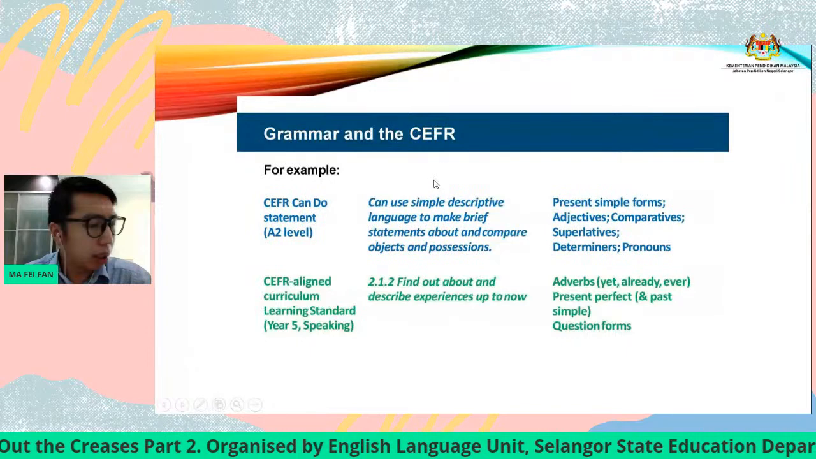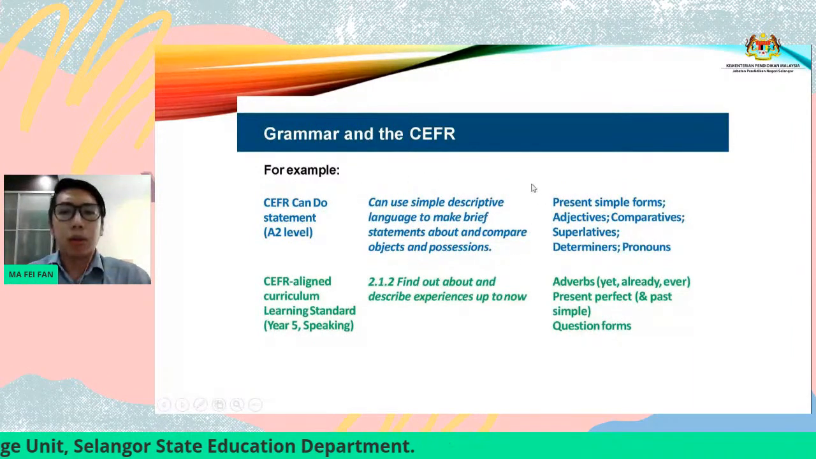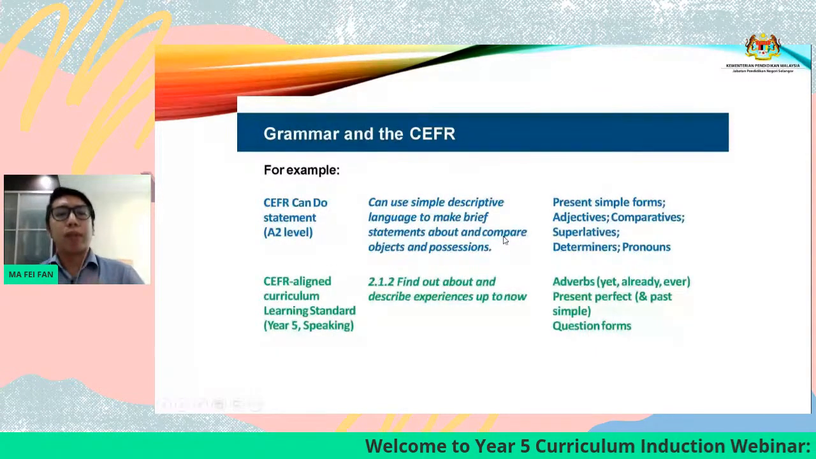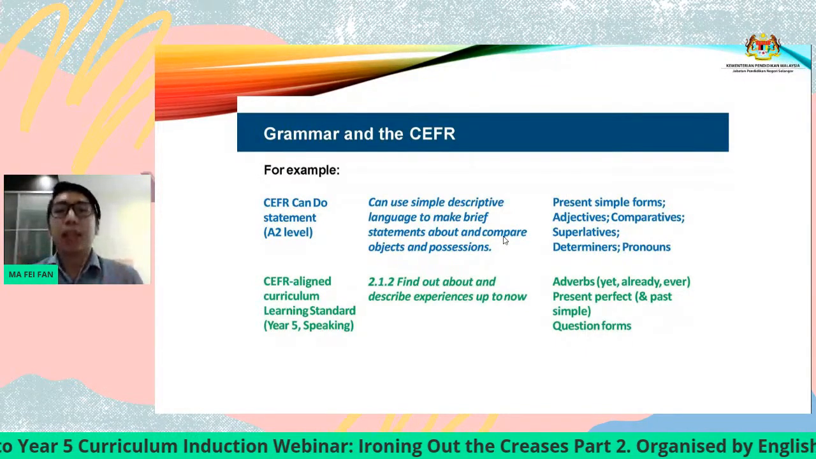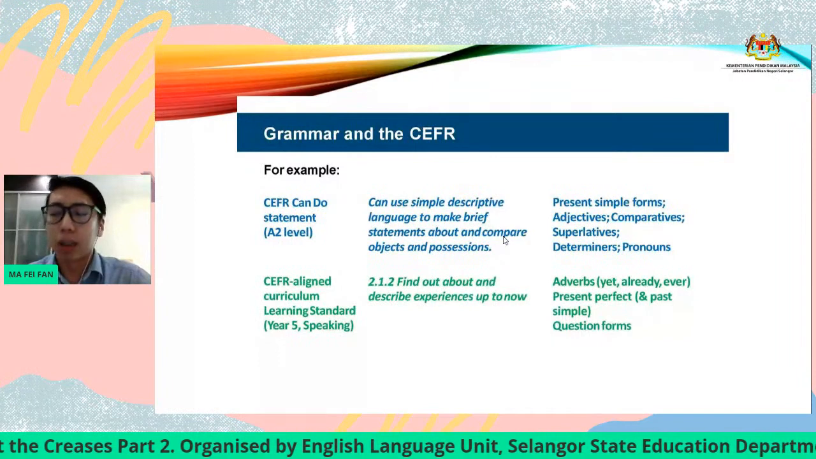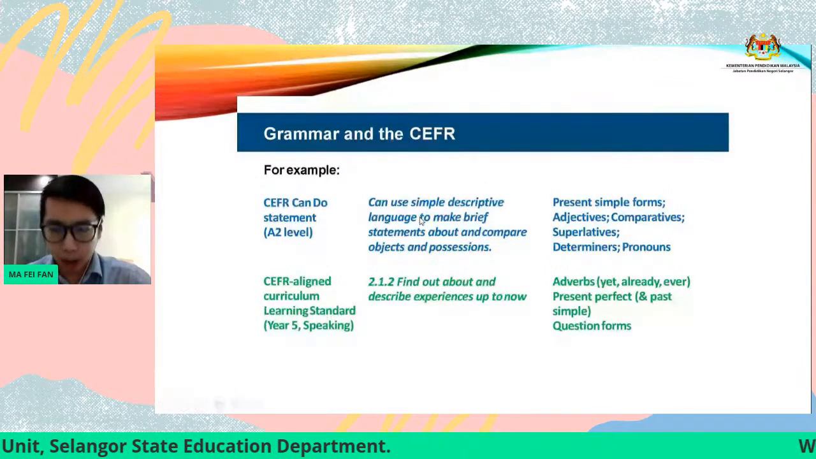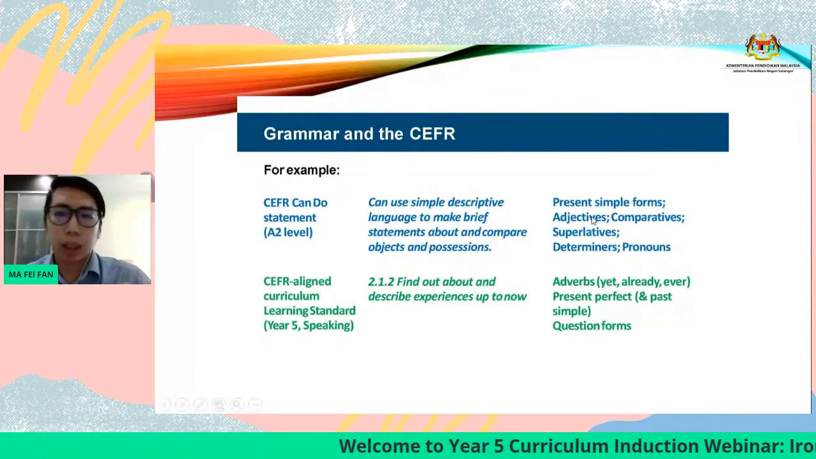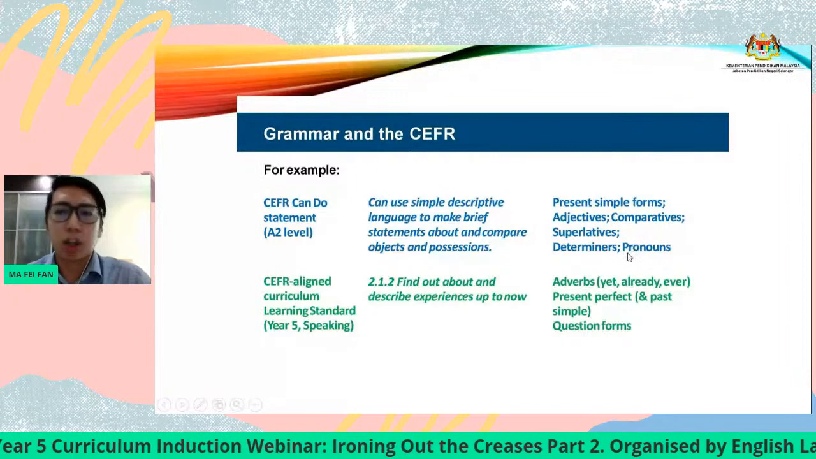Okay, the first example here is taken from the can-do statement from the curriculum. It is stated that the pupil can use simple descriptive language to make brief statements about and compare objects and possessions. From this statement, the grammar points are not direct, right? So teachers, you need to be able to find out the relevant grammar points in order to perform this particular language function. So in the example given here, the relevant grammar points could be the use of present simple forms, adjectives, comparatives, superlatives, determiners, and pronouns.